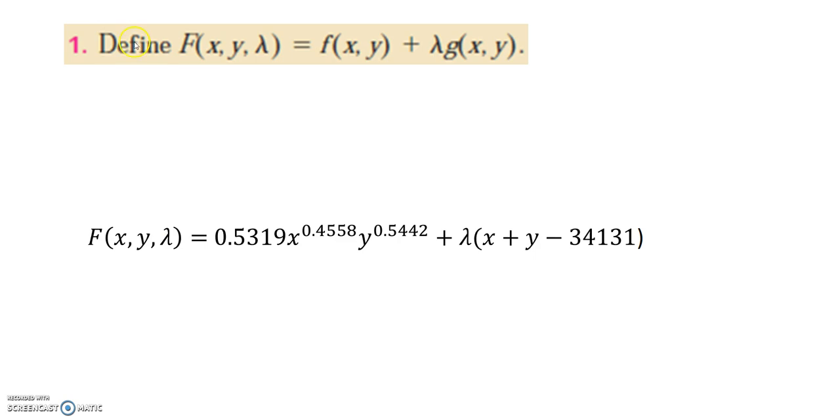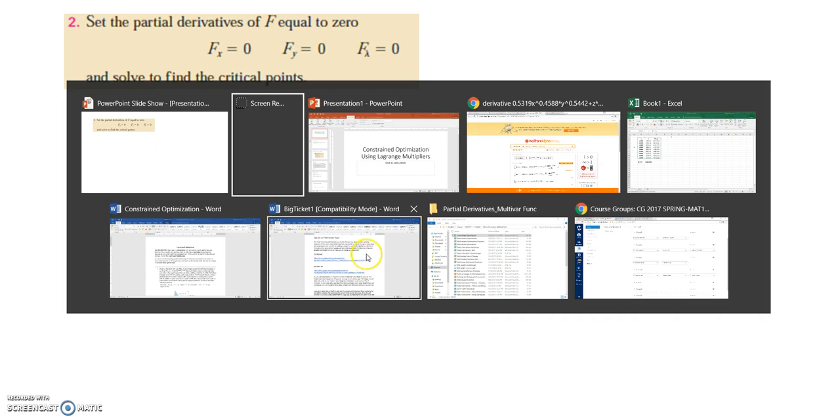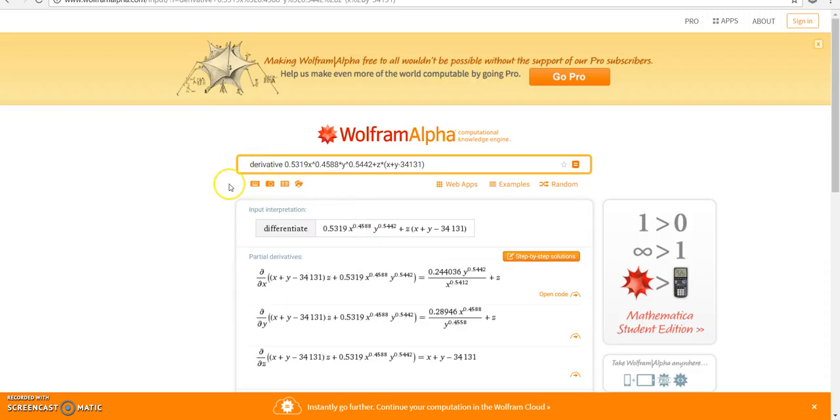The next thing we need to do is define this new function, which is going to equal f of x, y, our original function, plus lambda times g of x, y, which is x plus y minus 34,131. Next, we want to set the partial derivatives of capital F equal to 0, i.e. F sub x equals 0, F sub y equals 0, F sub lambda equals 0. So let's go over to Wolfram Alpha and do a little bit of work.